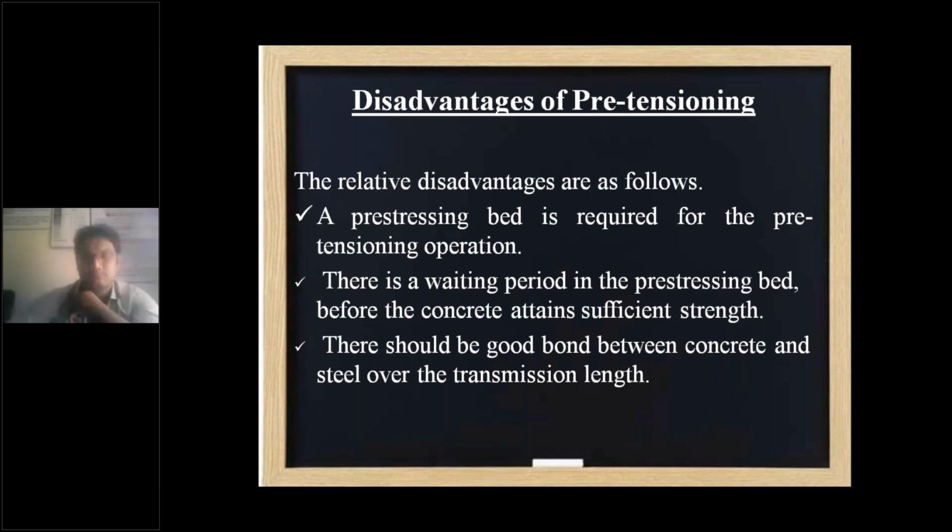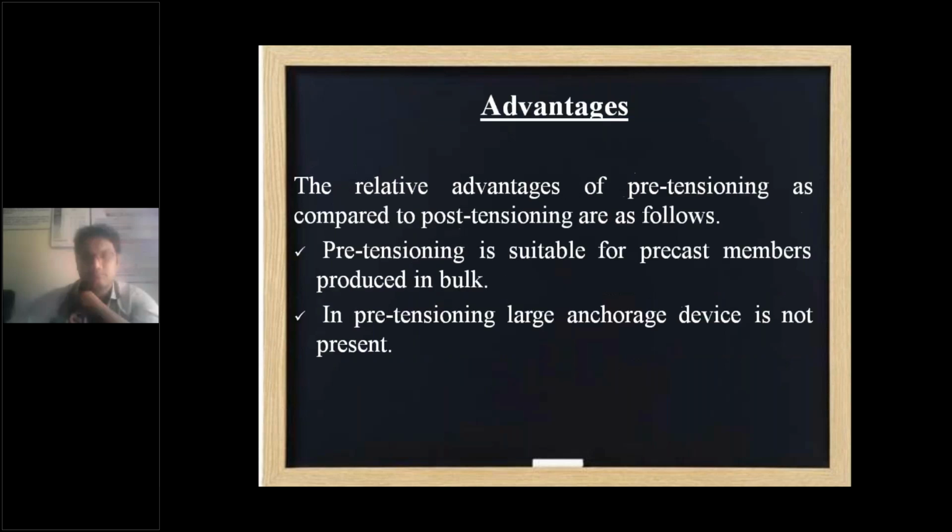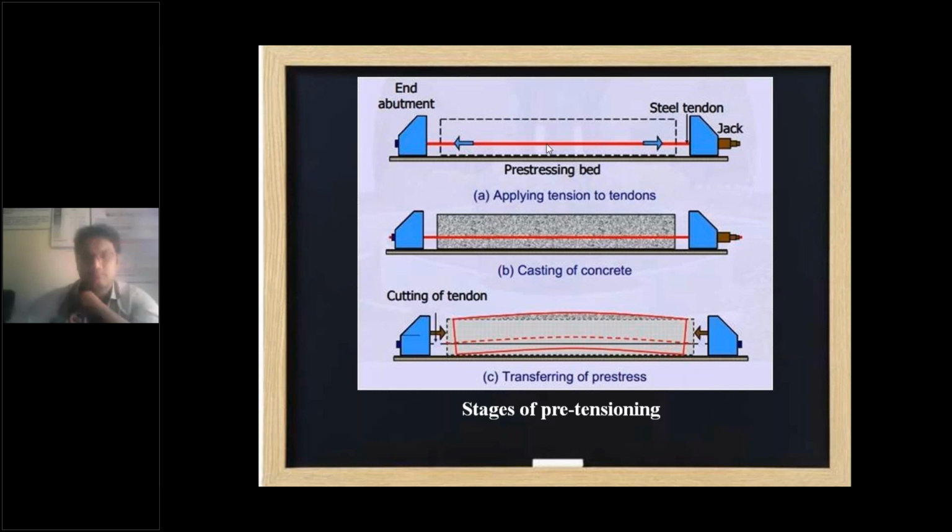Okay, where you can make use of the pre-stressing bed to the other casting elements, right? And there should be good bond between concrete and steel over the transmission length. So what do you mean by that? Let's see the same image. If there is no bond between the strand and the concrete, if it's only red color, only the strand, right? Strand or a wire, and this is the concrete. If there is no bond between strand and concrete, obviously your concrete can't carry the compression forces which are going to be induced from the strands. Okay, so there should be a proper bond.